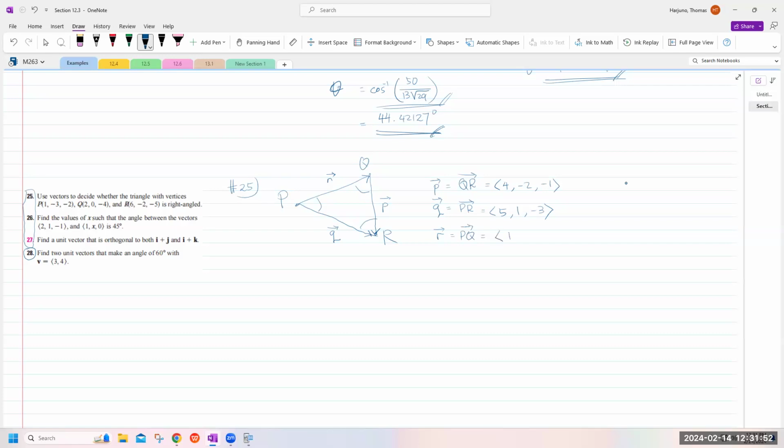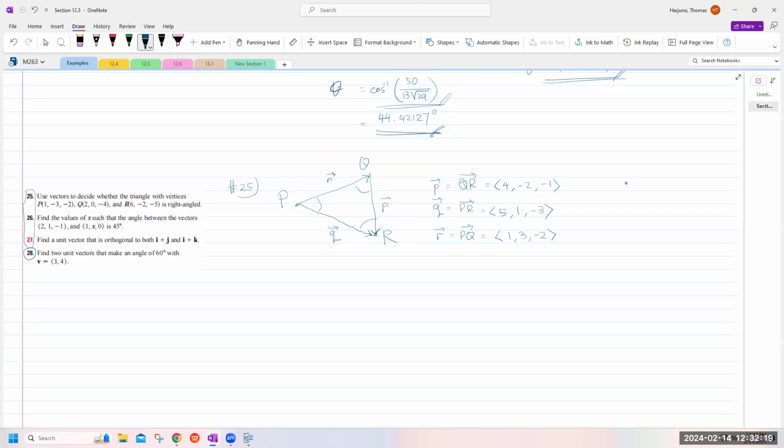Q minus R is 1, 3, -2. Now, we have a right angle if we can find a pair of these three vectors, two of them, we don't know which two, that give us dot product equals to 0.